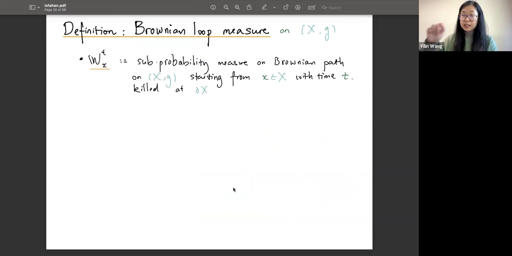Now for the Brownian motion, I want to somehow make sure it closes up on itself to make a loop. So for this, let me consider W_t^z. x is a point on the surface, t is a time, and W_t^x is the subprobability measure on the Brownian path starting from the point x and run for time t, killed when it hits the boundary. If it never hits the boundary, then it's a probability measure. If it's killed at the boundary, there's a certain probability of hitting the boundary before time t, and then this total mass will be less than 1. And this is a measure on paths. It not only knows where it is at time t, but it also remembers how it traversed the whole path. It's a path parameterized by 0 to t.